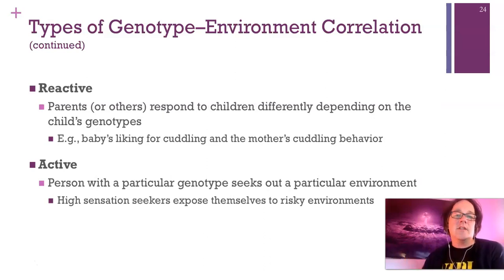This is in contrast to a reactive type of correlation. The parents or other caretakers could respond to children differently depending on the child's genotype. Here we have an example of babies who like cuddling, and their mother's cuddling behaviors. So let's expand on that a bit. When it comes to the reactive genotype environment correlation, this again occurs when parents or caretakers are responding to children differently based on that child's genotype.